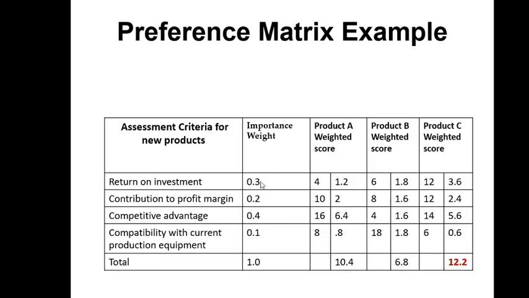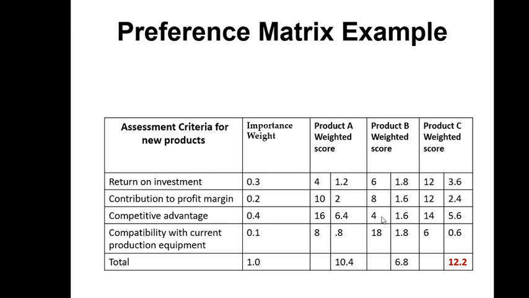Simply, we have to multiply the importance weight by the score. So 0.3 by the score of 4 for the first criterion is 1.2, and 0.2 by 10 is 2, 0.4 multiplied by 16 is 6.4, and 0.1 multiplied by 8 is 0.8. So the total weighted score for product A will be 10.4. We will do the same for product B, the total will be 6.8, and the same for product C, and the total weighted score will be 12.2.